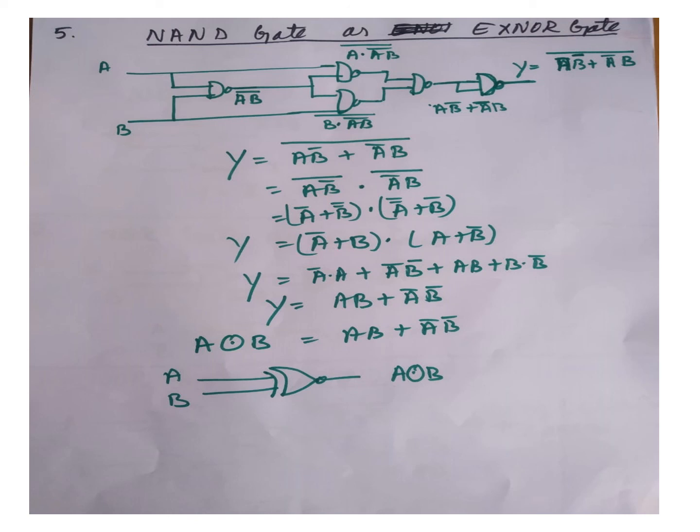The symbol for XNOR is shown here, and if A, B are the inputs, the output is A XNOR B. So this completes the NAND gate as universal gate. We have obtained all the 5 gates using the NAND gate, and hence the NAND gate can be treated as the universal gate.